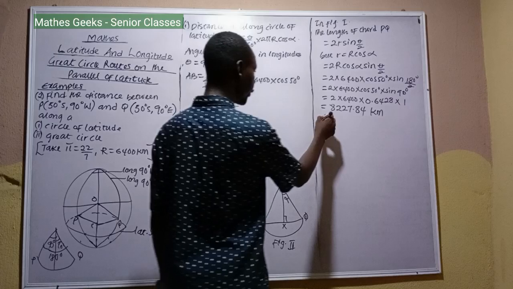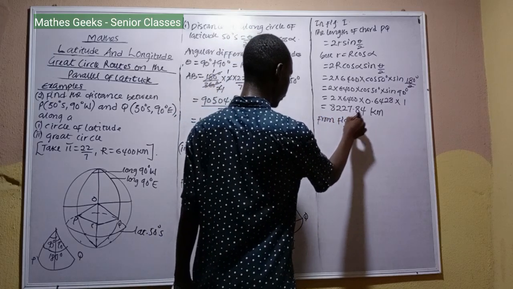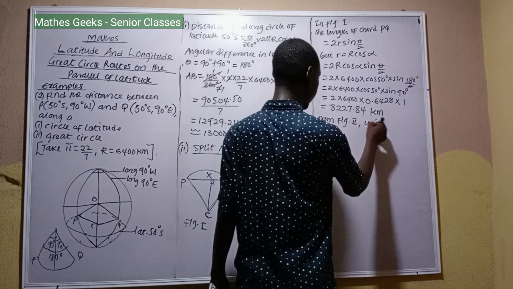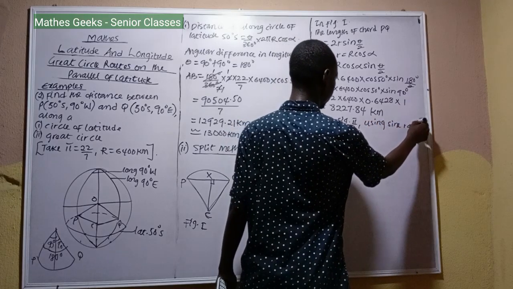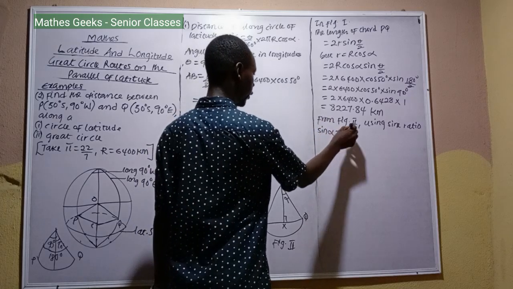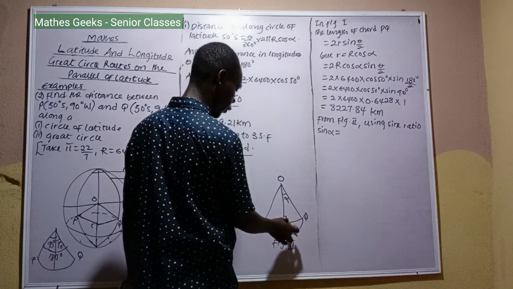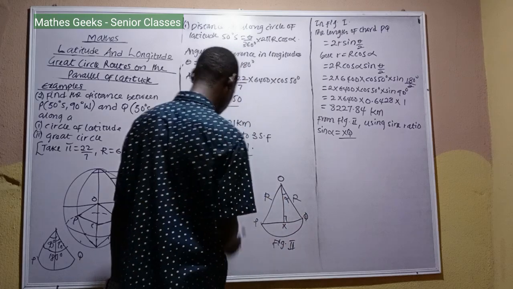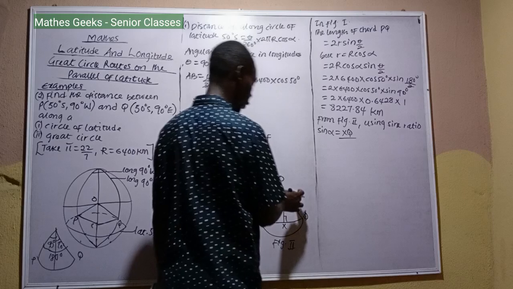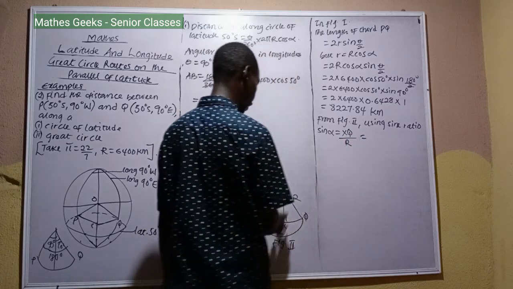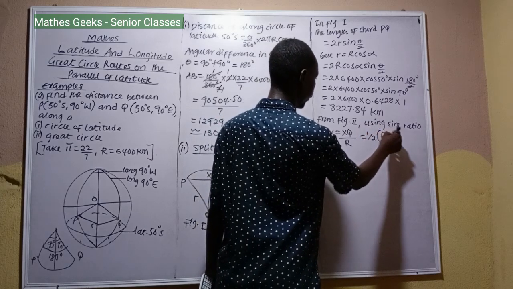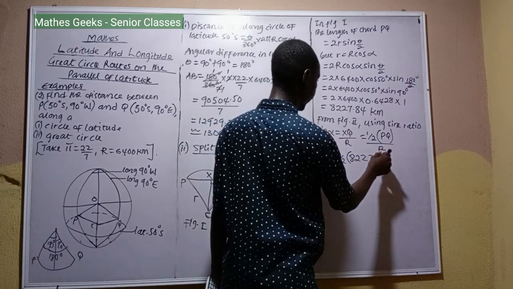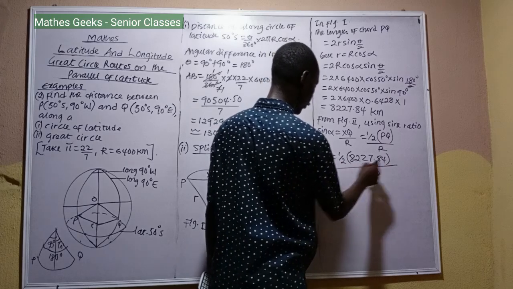Alright, so now let's come to figure 2. From figure 2, we need to know the value of alpha using the sine ratio. Sine alpha is equal to opposite over hypotenuse, where the opposite is XQ, half the chord, and the hypotenuse is the radius of the great circle, the radius of the Earth, R. XQ is half PQ, so it's half of 8,227.84 divided by 6,400.